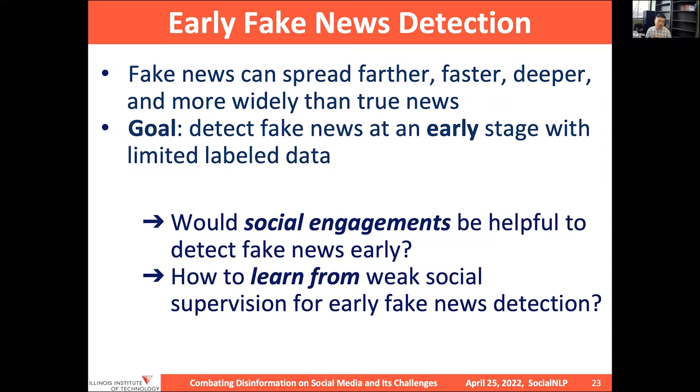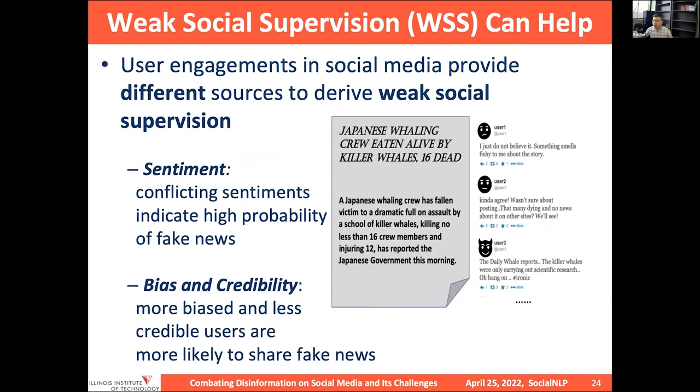So we want to answer the following two questions. First, would the social engagements or social context be helpful to detect fake news early? And how to learn from this weak social supervision for early fake news detection? In the real world, user engagements in social media can provide different sources of information to derive what we call weak social supervision. You can see this figure as an example.